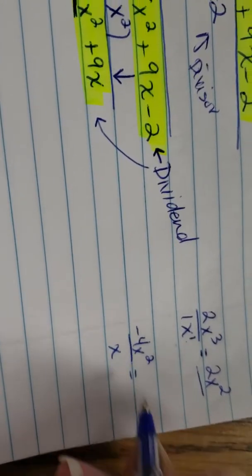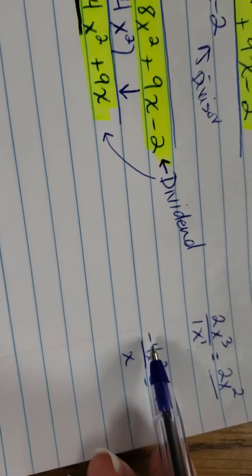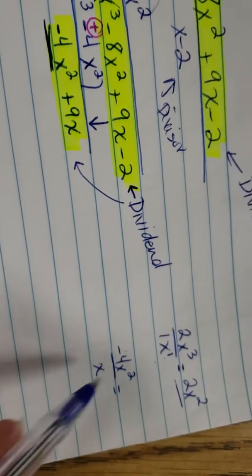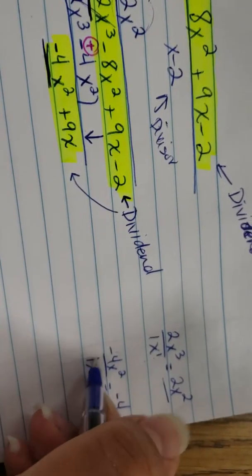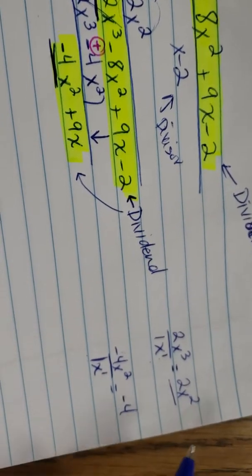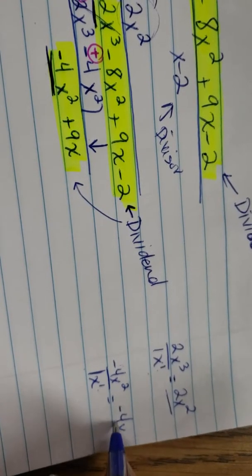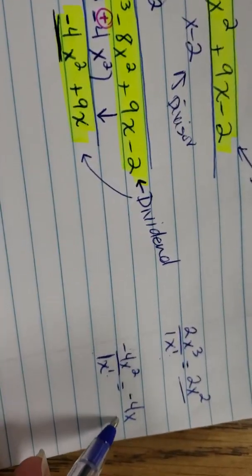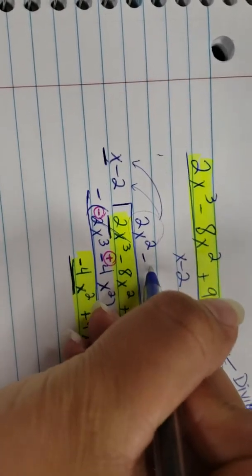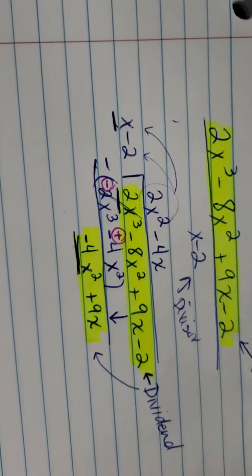Okay, and just like the problem before, the number stays by itself because negative 4 over 1 is just, well, negative 4. Remember there's a 1 here. There's also a little 1 right there. And x squared divided by x is just x. So the answer to this is just negative 4x. And that's going to go on top of the dividend up here. Okay, and we repeat the process.